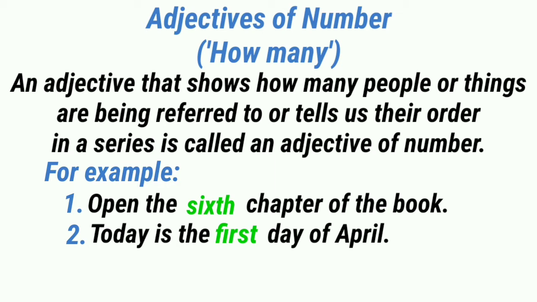Let's see the example. Open the 6th chapter of the book. Today is the first day of April. In these sentences, the words 6th and 1st are adjectives, and the adjectives 6th and 1st tell us which chapter and which day. Therefore, 6th and 1st are called adjectives of number.